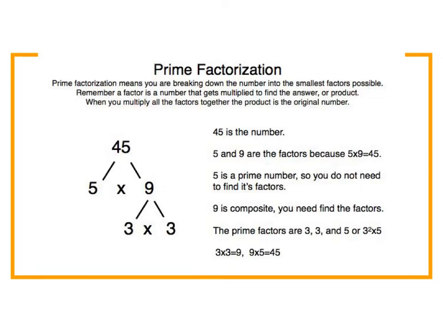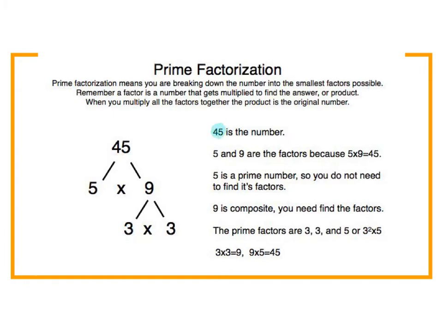Prime factorization means you are breaking down the number into the smallest factors possible. Remember, a factor is a number that gets multiplied to find the answer or product. When we multiply all the factors together, the product is our original number. Let's look at an example together.